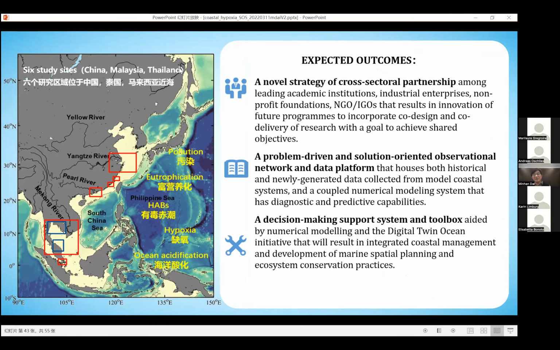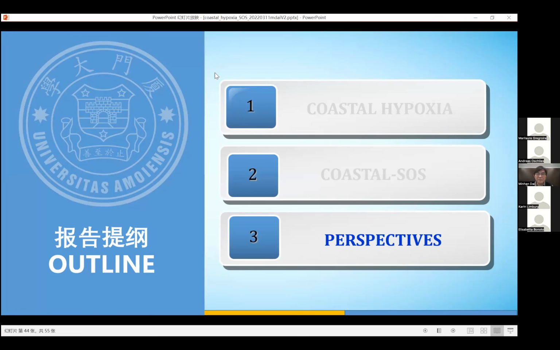So the expected outcome, of course, a novel strategy for cross-sectoral partnership, a problem-driven, solution-oriented observation network and data platform, and decision-making support system and toolbox. So that was a very brief intro of the Coastal SOS.